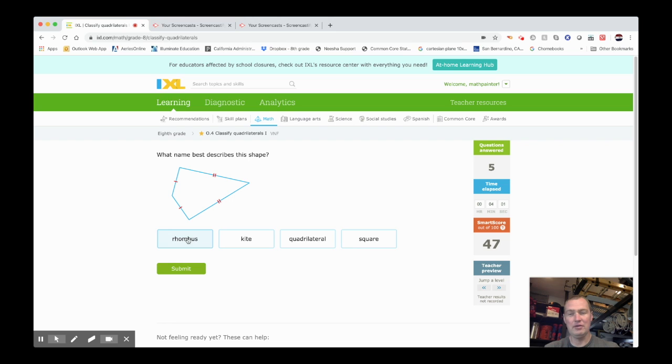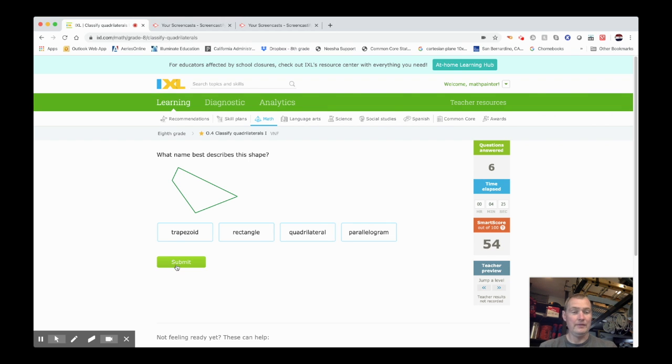So a rhombus, no, because even though we have two sides match with these two sides, they have to be every other one. So rhombus doesn't work. I'm going to come back to kite. A quadrilateral is a four-sided object where all the sides really don't match here. So I'm going to call it kite on that one.